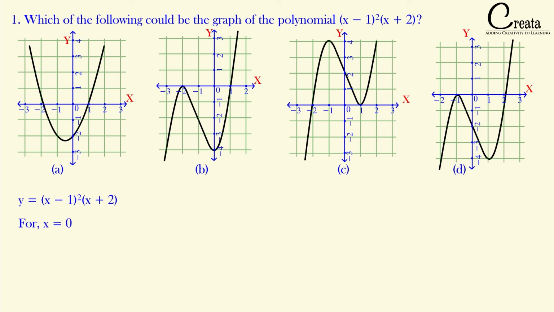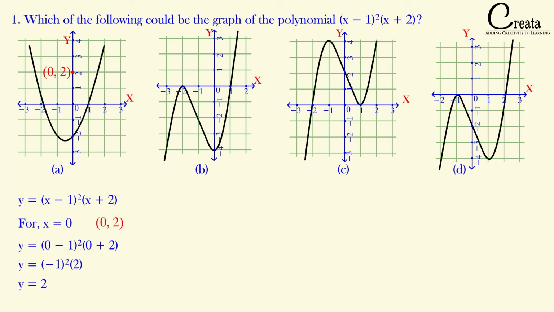Let's take x as 0. Let's put x equal to 0 in the equation. We got y is equal to (minus 1) whole square into 2, that is 2. For the value of x as 0, we are getting y as 2. That is, the coordinate is (0, 2). Let's check which graph is satisfying the coordinate (0, 2), that is, at x equal to 0, y is equal to 2.